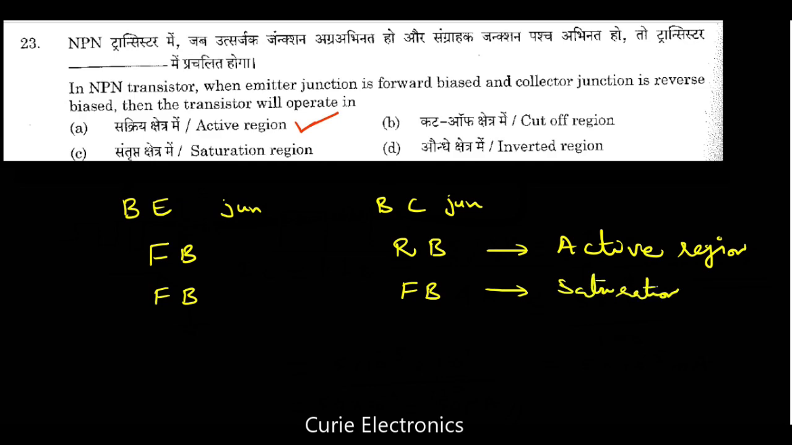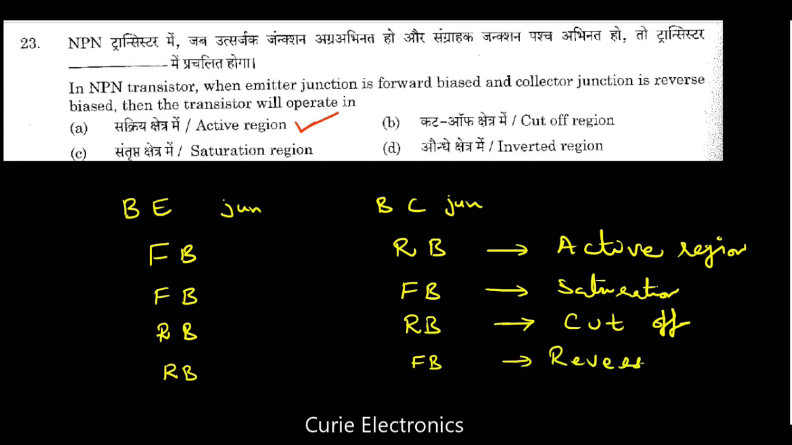When both junctions are reverse biased, the transistor is in cutoff. When it is cut off, we will get the collector voltage of 5 volts, as per the previous question. Now, when the base-collector junction is forward biased and the other is reverse biased, there is one more region called the reverse active region.